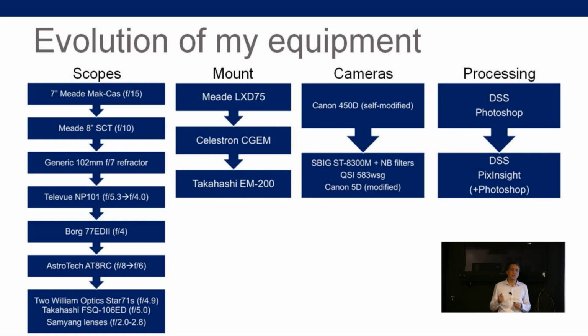Takahashi FSQ 106, that is just a dream scope. It's unbelievably sharp. Love that scope. That's also one of my go-to scopes. And then I actually just bought a Samyang 135, which is a surprisingly good long telephoto lens, manual focus, and it goes to f/2, and it's good down to about f/2.8.